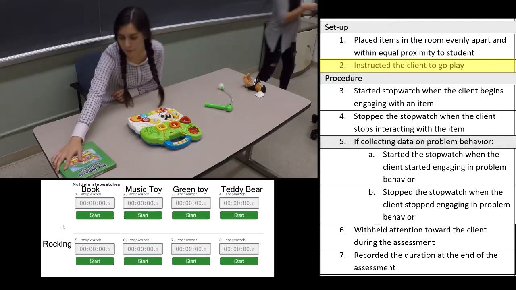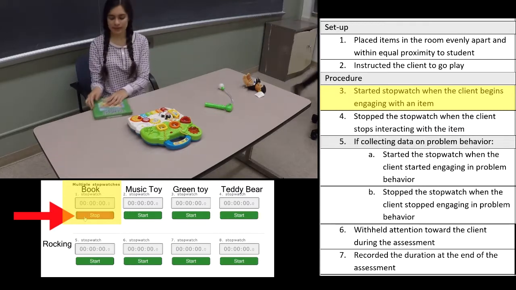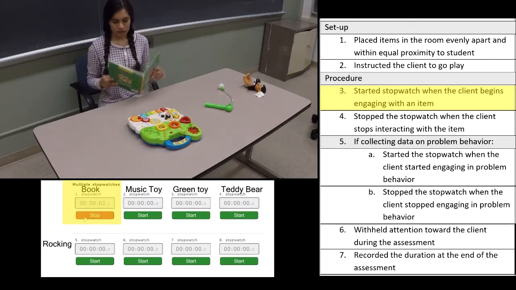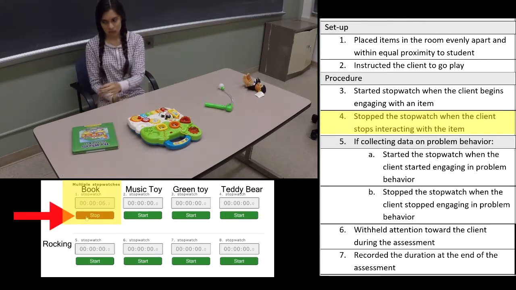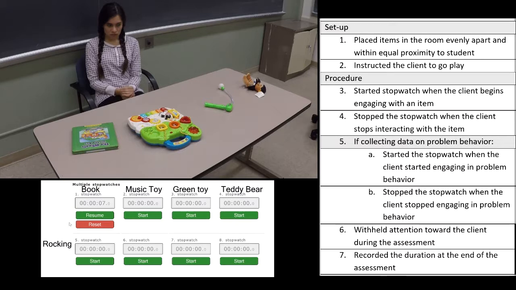Okay. You will start the stopwatch immediately when the client begins engaging with an item. Then, stop the stopwatch when the client stops interacting with the item. We are doing this because we want to determine how much time the client is spending with each item.